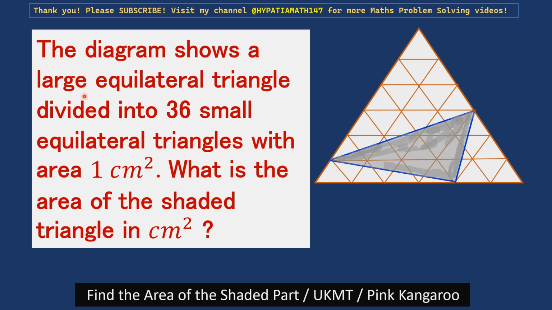The diagram shows a large equilateral triangle divided into 36 small equilateral triangles with area 1 centimeter square. What is the area of the shaded triangle in centimeters square?